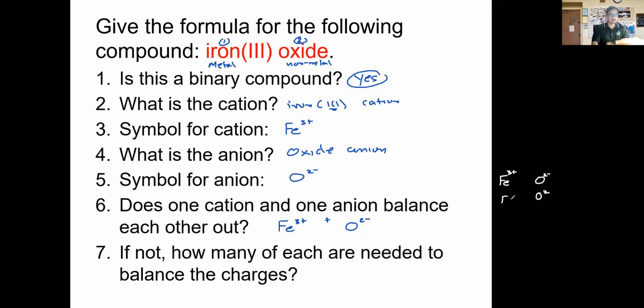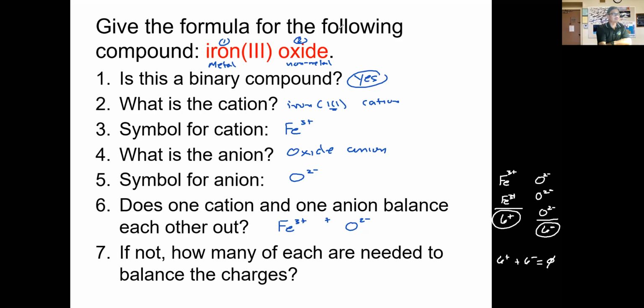So what if we had 2 irons and 2 oxides? That still is not going to be equal because now we have 6 positives and only 4 negatives. So let's add another oxide. I'm just going back and forth until we get to the point where the charges are the same. They do balance. If we have 2 irons here, it gives us a net charge of 6+. If we have 3 oxides here, it gives us a net charge of 6-, and 6 positives and 6 negatives will give us a net charge of 0.